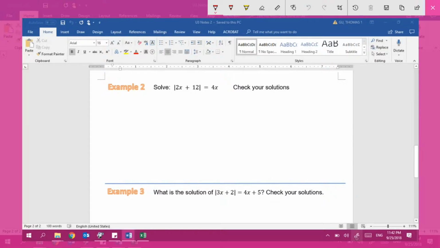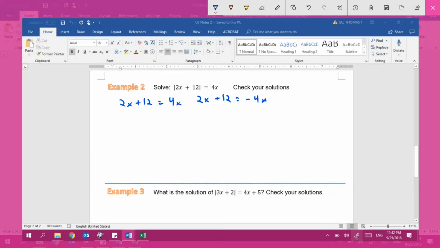Next up, example 2. So this one, we've got variables on both sides. That's actually okay. We still just do the same thing as always. We put two equations, one equaling the positive and one equaling the negative. So over here, we're going to have 2x plus 12 equals 4x. And then our other equation is going to be 2x plus 12 equals negative 4x.